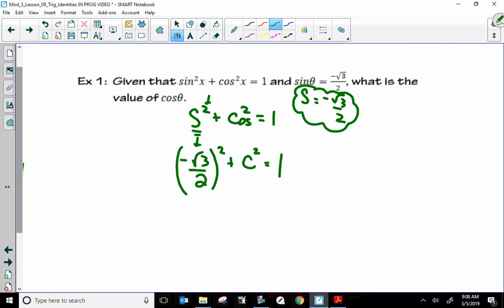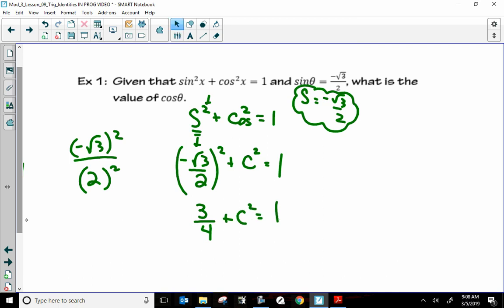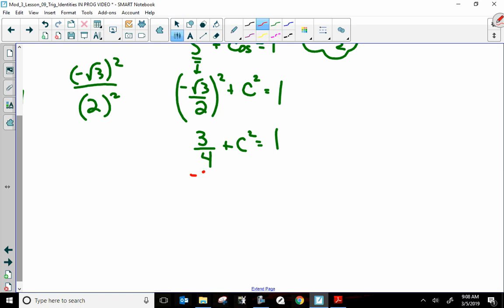So let's square our fraction. Keep in mind that if I square a fraction, that's like squaring the top and squaring the bottom. Negative radical 3 times negative radical 3 is 3 over 2 squared, which is 4, plus c squared equals 1. All right? Basic algebra. I'm going to subtract 3/4 from both sides. Oh my goodness, people. C squared equals. If I have $1 and I take away 75 cents, because that's 3/4, I have 1/4 left.